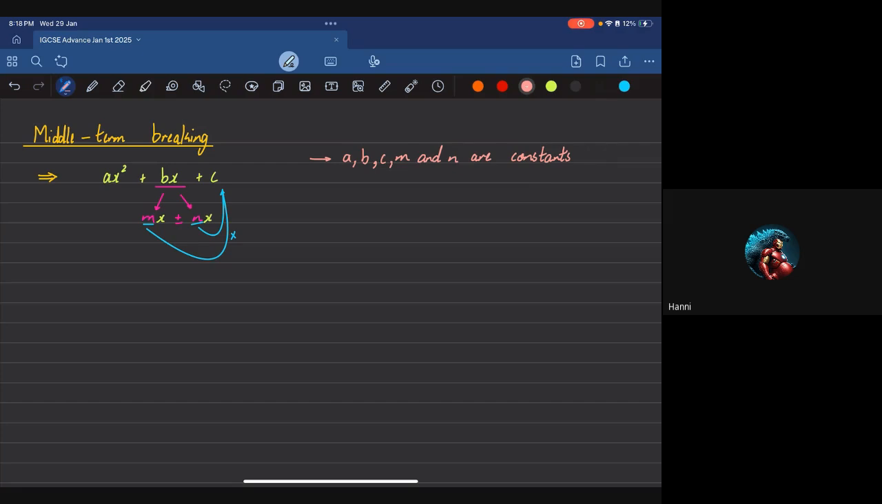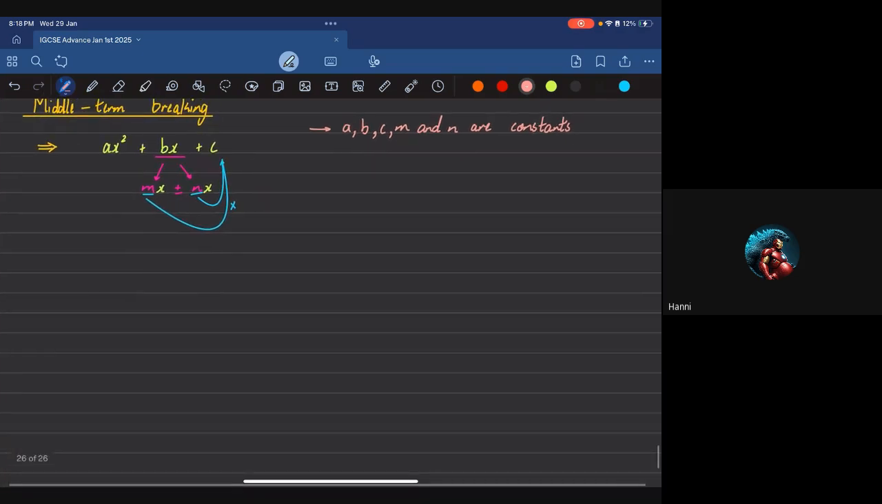So the first thing that you need to know regarding this question is that the coefficient of A should be equal to 1. In order to solve this question, you should first at least try to make the coefficient of x squared equal to 1. Is this clear?